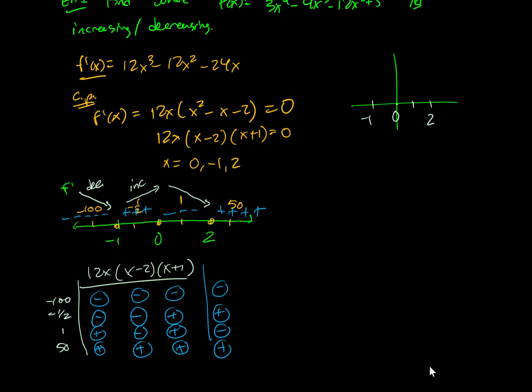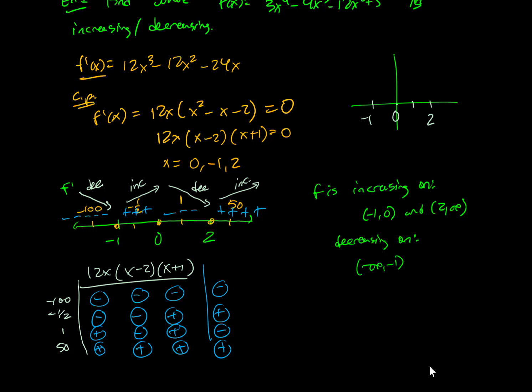From 0 to 2, it's going down again. And from 2 onward, I'm increasing. So to summarize, we can say f is increasing on the intervals negative 1 to 0 and 2 to infinity. And we're decreasing on negative infinity to negative 1 and 0 to 2. Okay, does that make sense, at least from the algebra standpoint of what we did there?